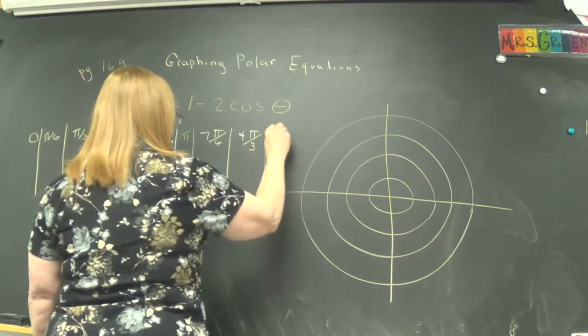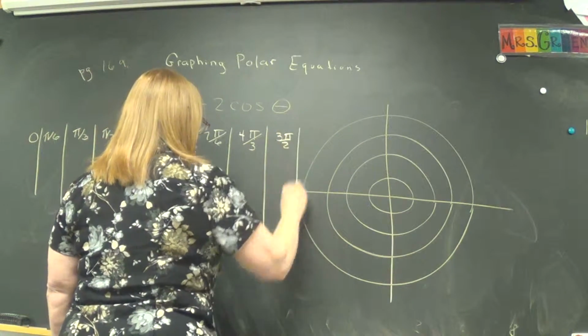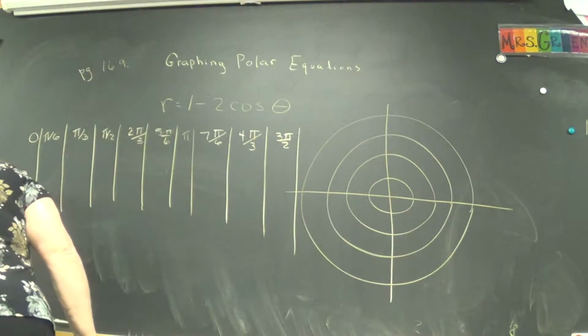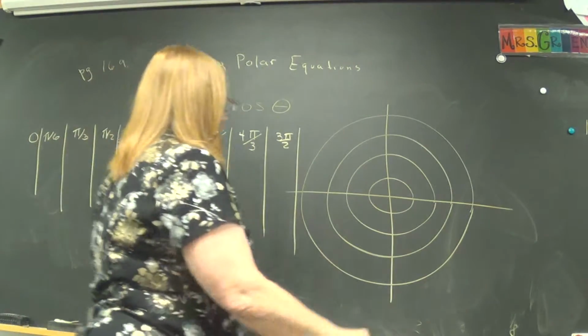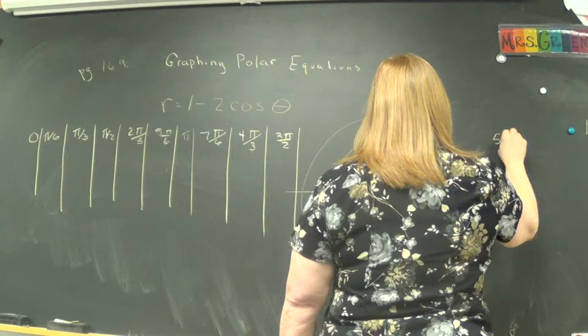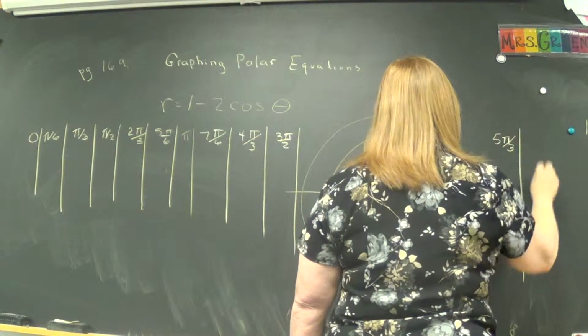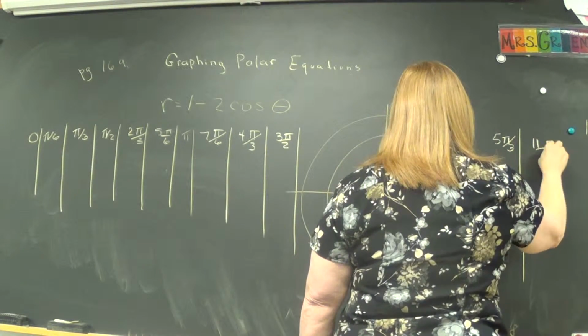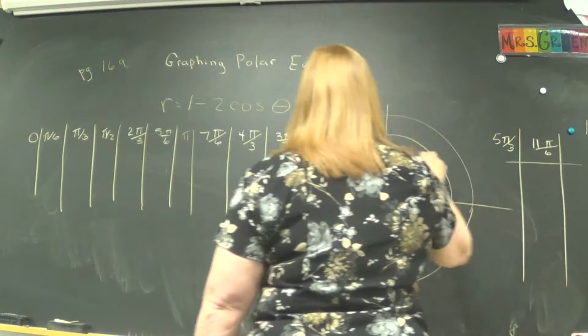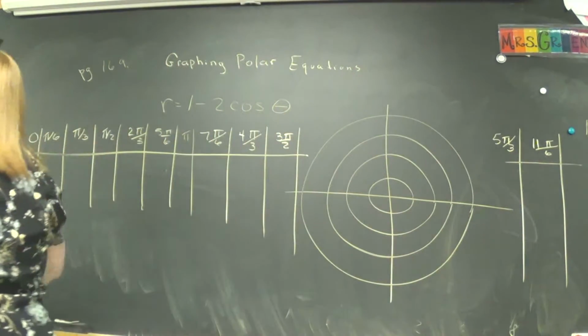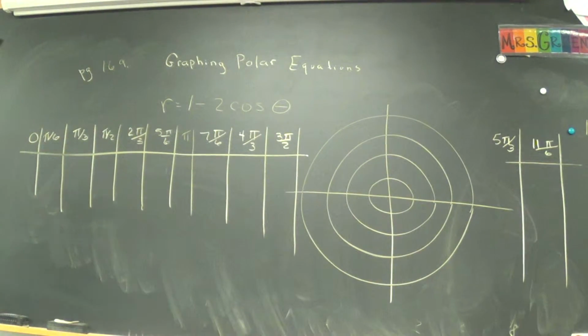3 pi over 2. And then I'll have to go the other side. 5 pi over 3. And 11 pi over 6. And then back to 2 pi. Alright. This is a big one. Like I said, we'll do the worst case, and then I'll give you ones that you can work on all by your lonesome.